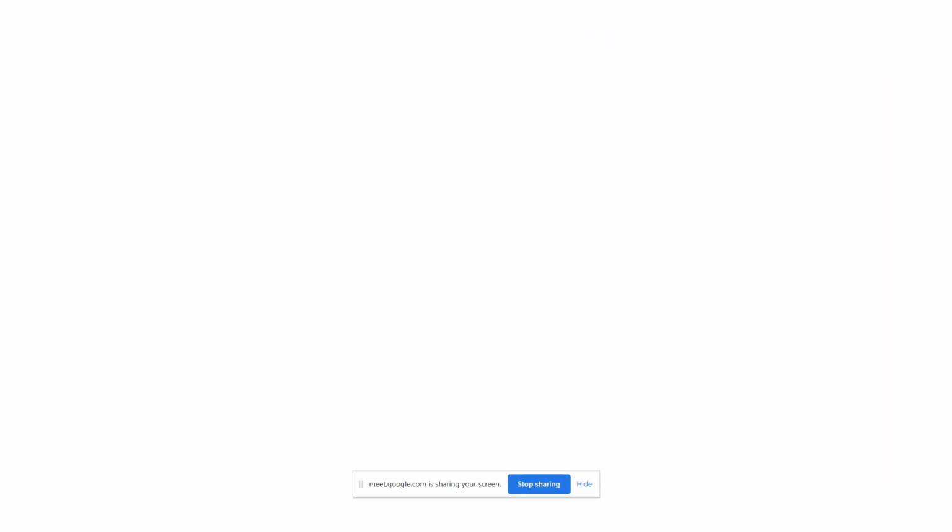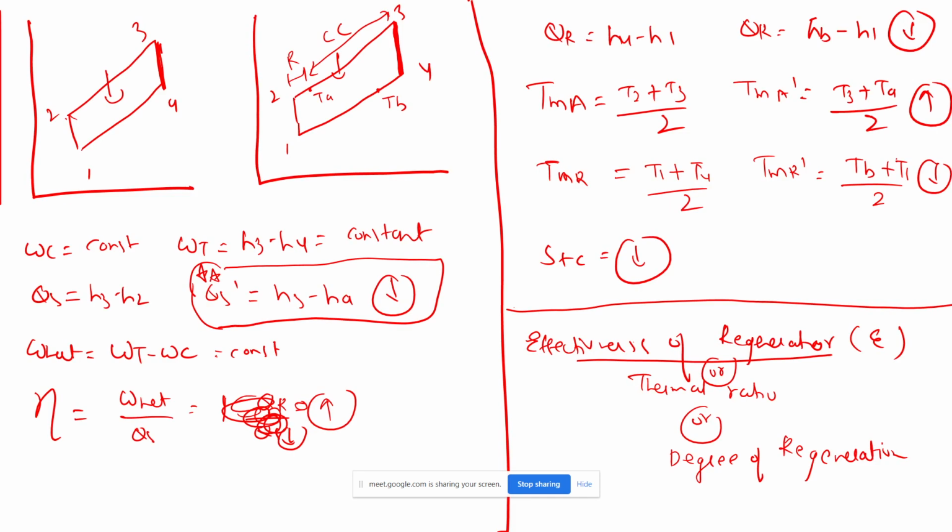Sir, in the efficiency formula, 1 minus QR upon QS. QR decreases and QS also decreases, right? But the net effect of QS is dominating, sir. Yes, QS is dominating. That's why our efficiency is improving.